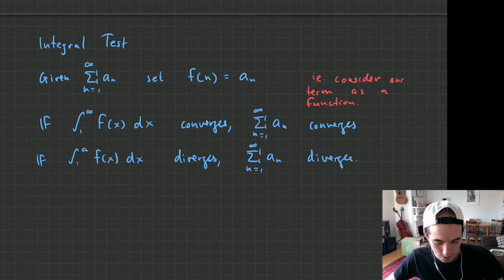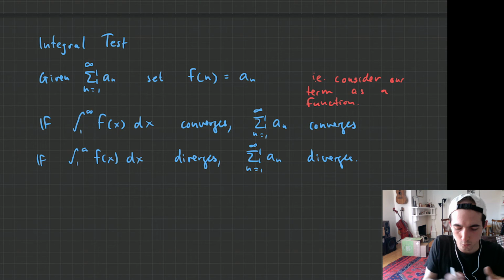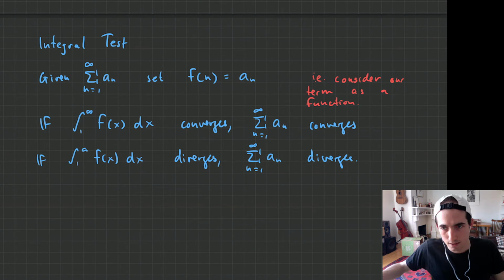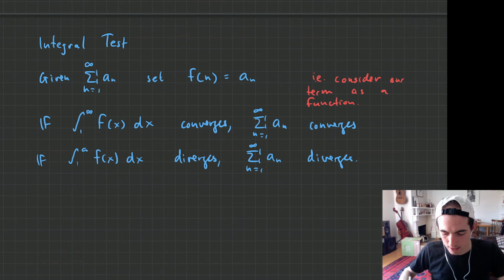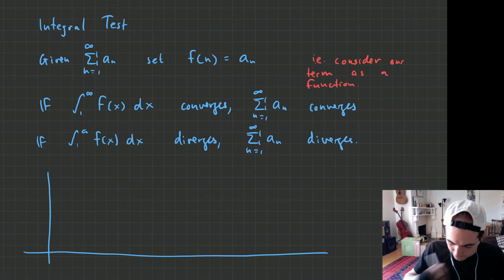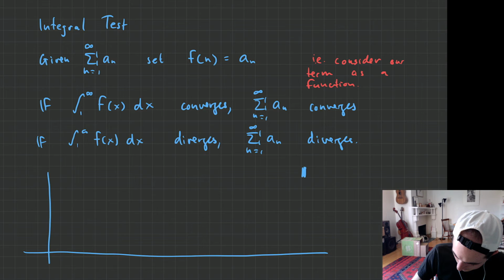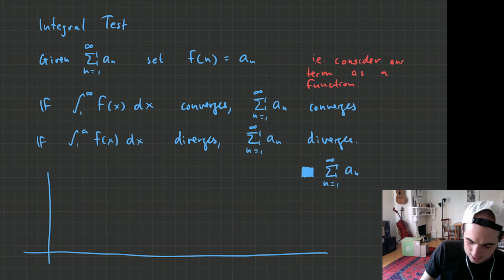Okay, so that's the integral test. Basically, all the integral test is saying is that an infinite sum is pretty much just like an integral, right? You can think of it if you looked at the graph of the function. Let's say that in blue here, as my legend, this is our sum from n equals 1 to infinity of a sub n.